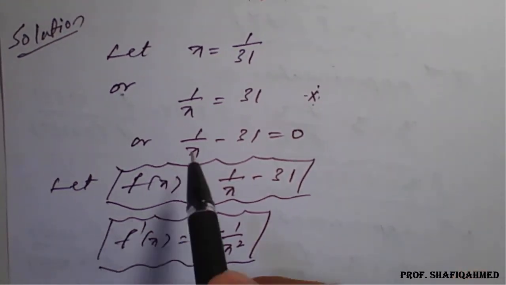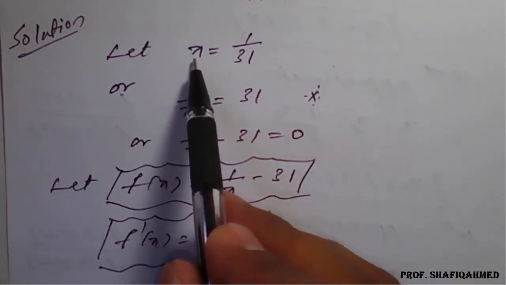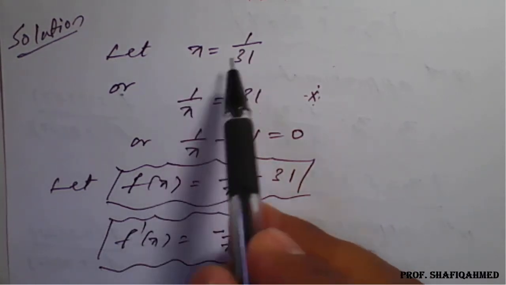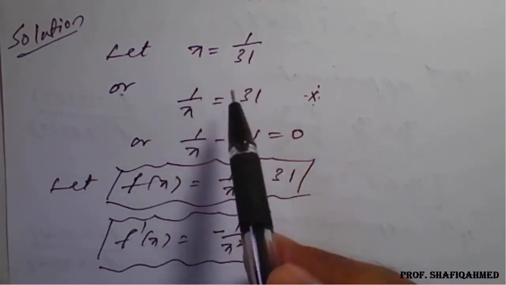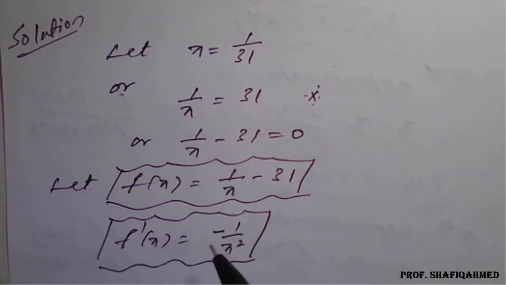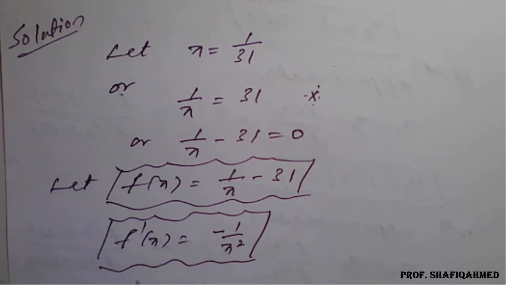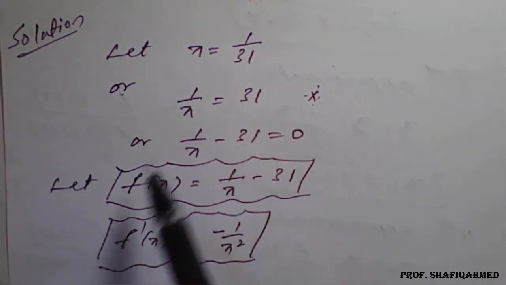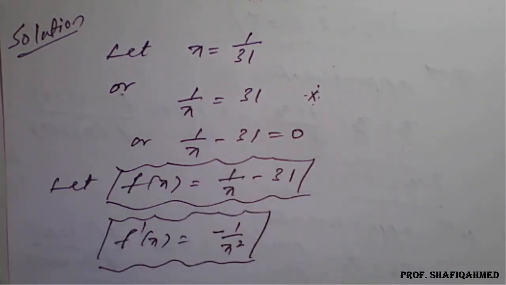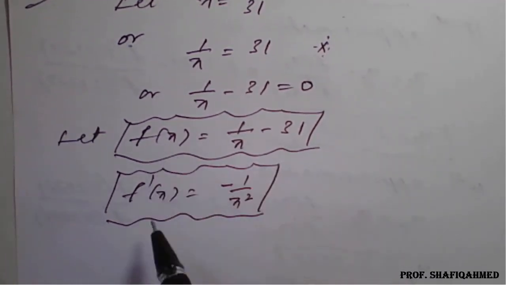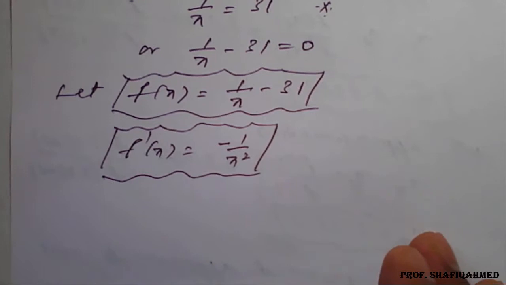Here, why I have taken it in this form: if I had taken this directly, x is equal to 1 upon 31 as f of x, then differentiation of x will become 1 and differentiation of 1 upon 31 becomes 0, so we will not get a proper f dash of x. So to avoid that, I have taken this concept. Now with the help of this f of x and f dash of x we will apply the formula.